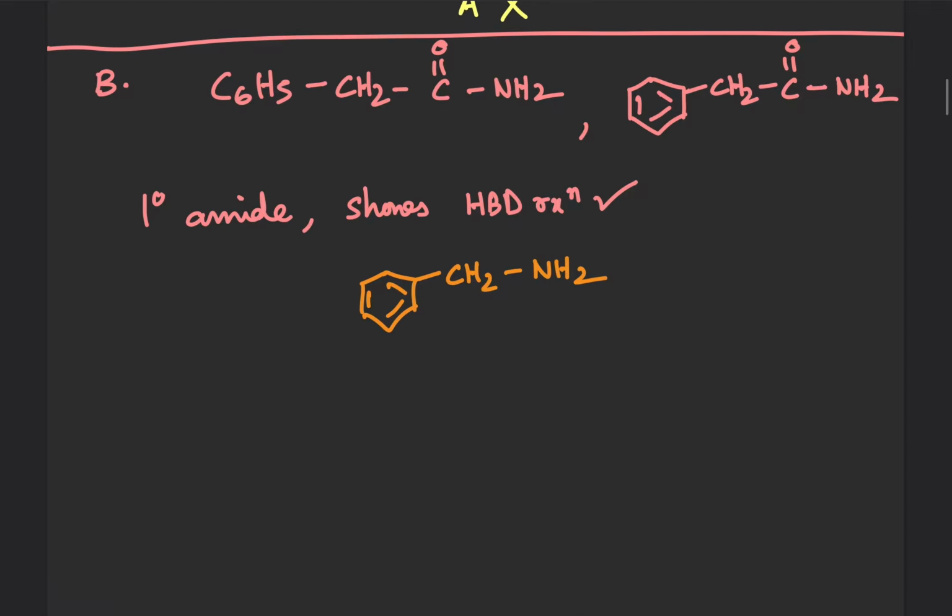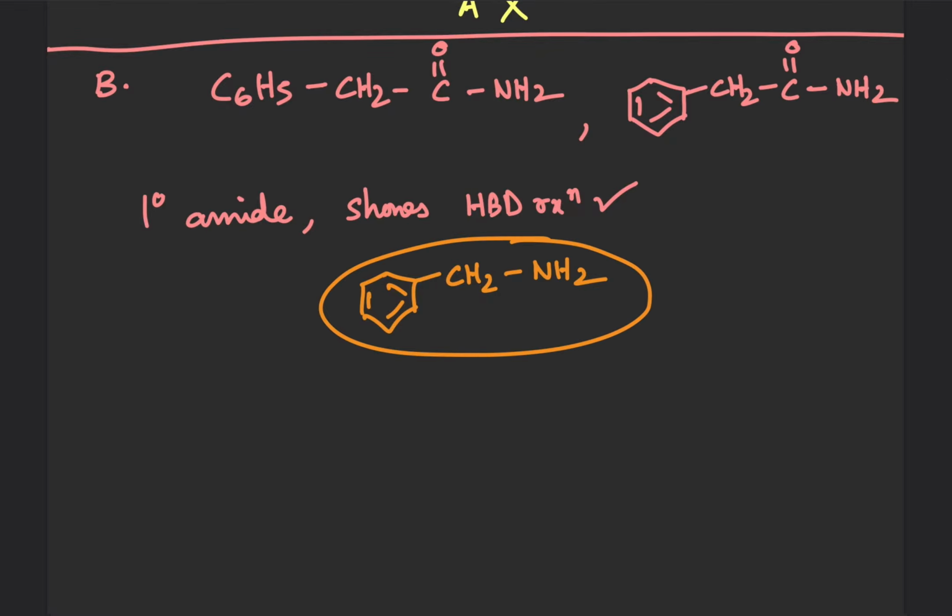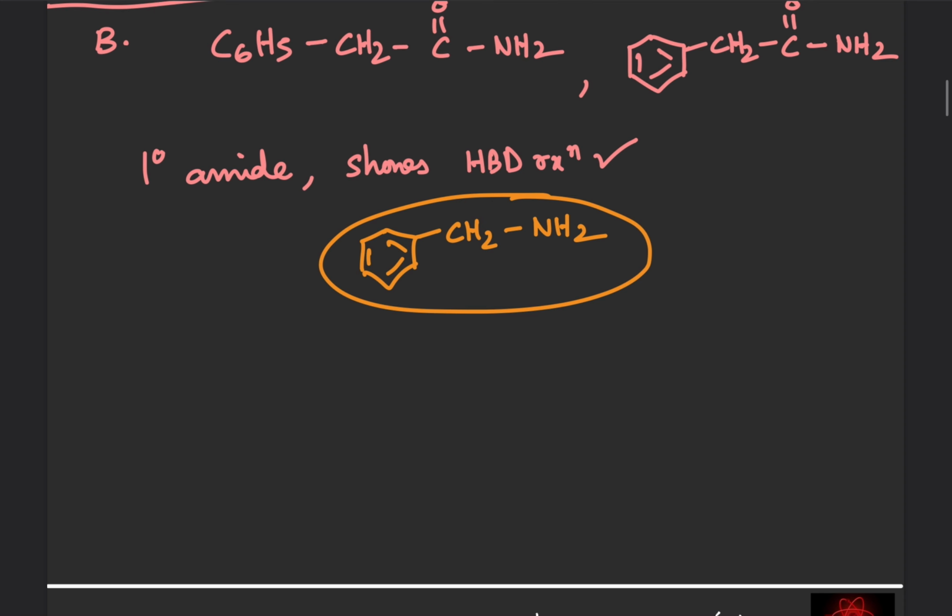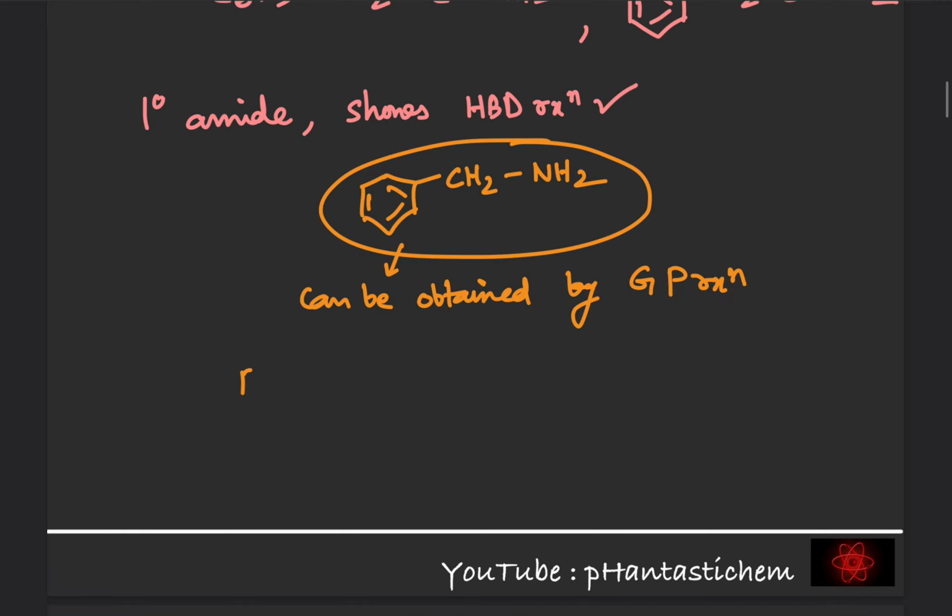Okay, and this product can also be obtained by Gabriel Thelimid reaction as it is an aliphatic 1-degree amine. You can see nitrogen is connected to an aliphatic carbon. It is not connected to an aromatic ring. Okay, so therefore this can be obtained by Gabriel Thelimid reaction as well. So therefore compound B is one of the answers. It's correct.